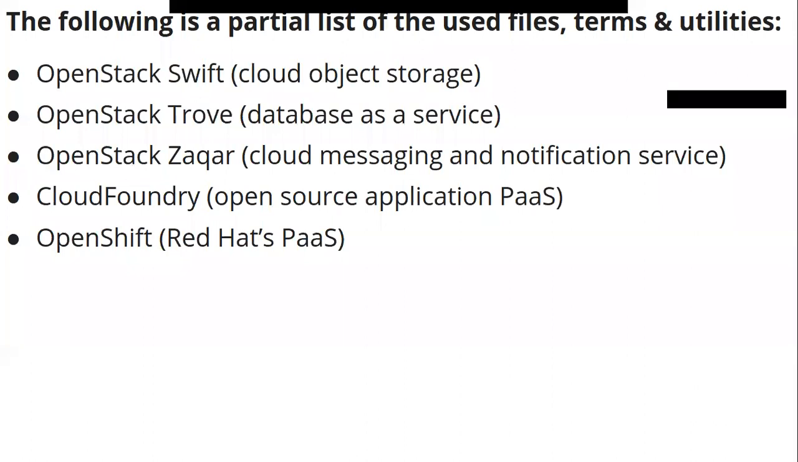So here are some examples of technologies. OpenStack Swift, which is a cloud object storage service, Trove, which is database as a service, Zaqar, which is messaging, Cloud Foundry, that's an open source application platform as a service suite, and OpenShift, which is Red Hat's highly opinionated platform as a service implementation.